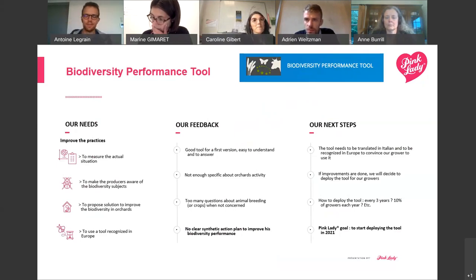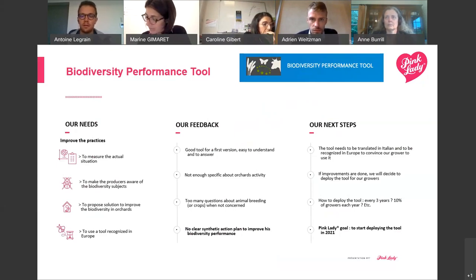So our next steps are quite simple. We will wait for the improvements we suggested, and if it's done, I think we will decide to deploy this tool for all our growers, and then decide how to deploy it. I don't know if, for example, it's every 3 years, or 10% of growers each year. We don't know yet.